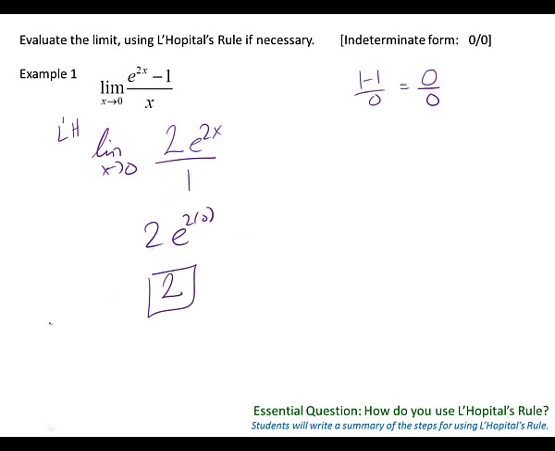Okay? I couldn't show it to you earlier because a lot of these have the e and the natural log and all of that stuff in it. So that's why we didn't learn it when we learned limits. So it doesn't hurt to go back and revisit limits. All right, we good with example 1?